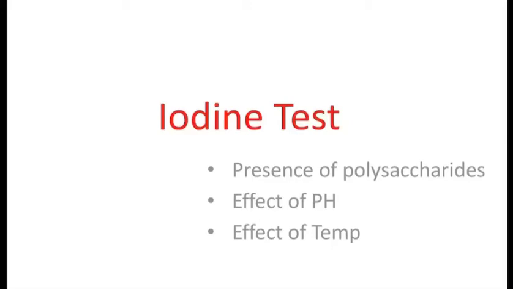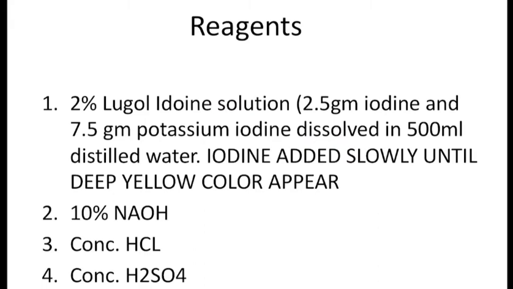Iodine test. In this test, we will see the presence of polysaccharides, the effect of pH on this test, and the effect of temperature. Reagents used are 2% Lugol iodine solution, 10% sodium hydroxide, concentrated HCl, and concentrated sulfuric acid.